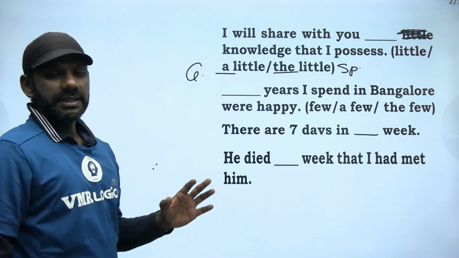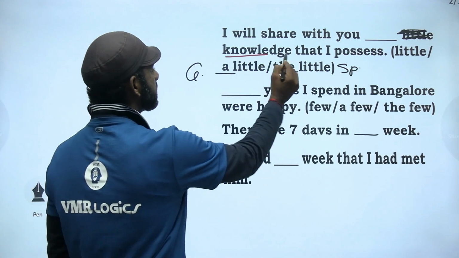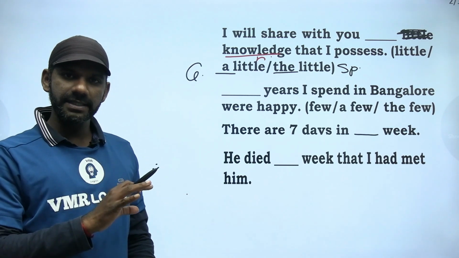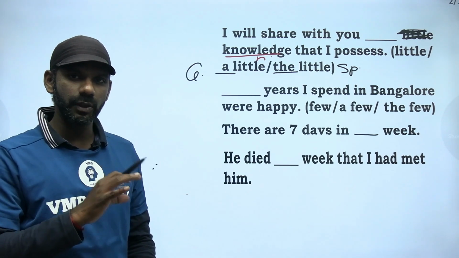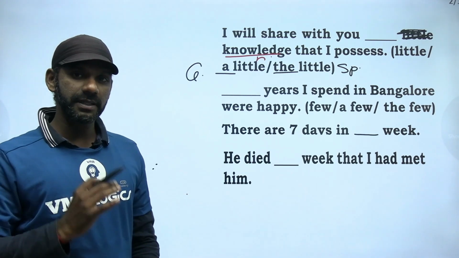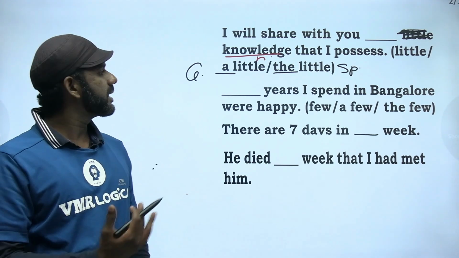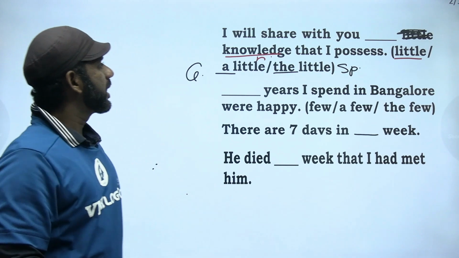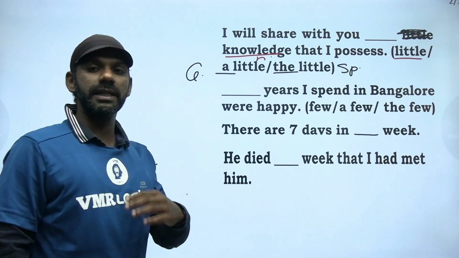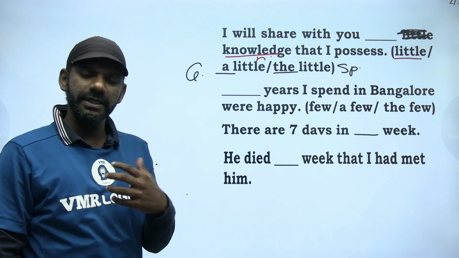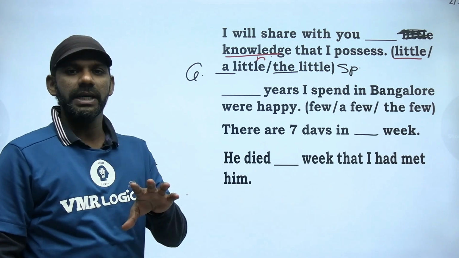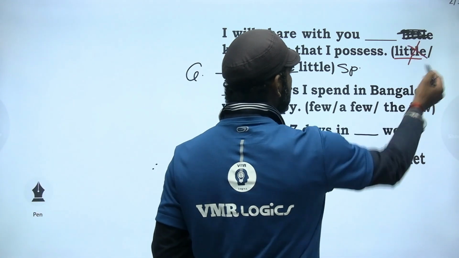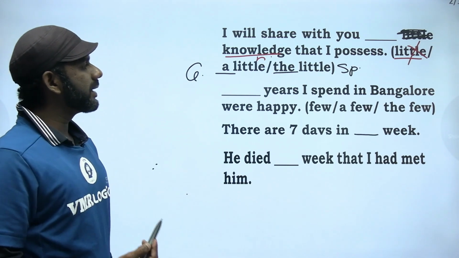I will share with you dash knowledge. The noun here is knowledge. Knowledge is an uncountable noun. We cannot count knowledge. Little, a little and the little are used with uncountable nouns. Every sentence must be grammatically correct and must make sense. Now if I say little knowledge, it means no knowledge. I will share with you little knowledge that I possess. If I don't have knowledge, can I share with you? No. Only if I have knowledge, I can share with you. So little knowledge does not make any sense here. Eliminate it. Now, we are left with a little and the little.